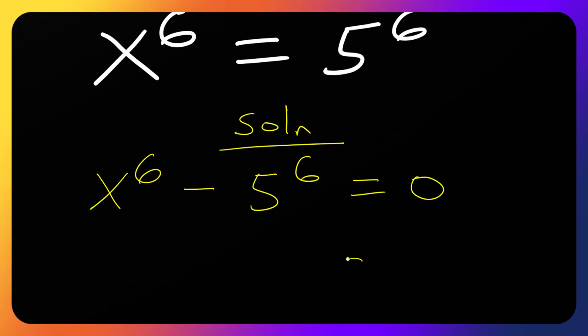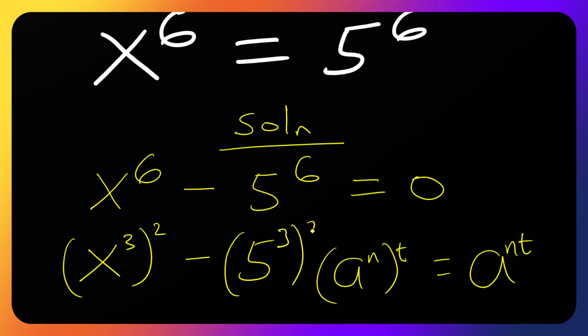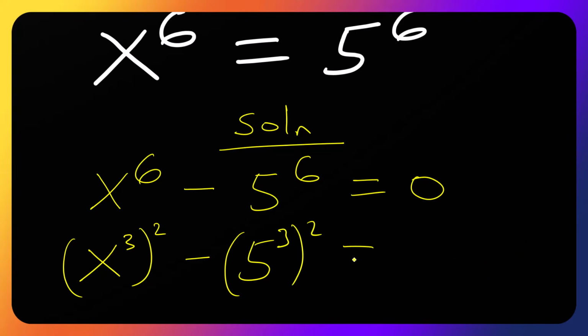Now when you have a to the power n, all to the power t, it is the same as a to the power nt. So we can adjust this in the form of x to the power 3, all squared, minus 5 to the power 3, all squared, equals 0.